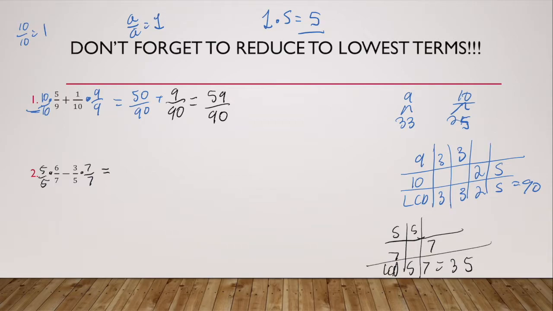5 times 6 is 30, 5 times 7 is 35, minus 3 times 7, which is 21, over 5 times 7, which is 35. 30 minus 21 is 9/35. And I can't simplify this anymore, but I should always check.